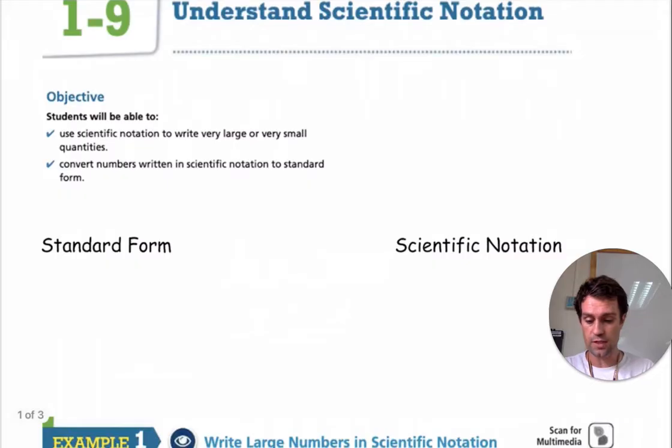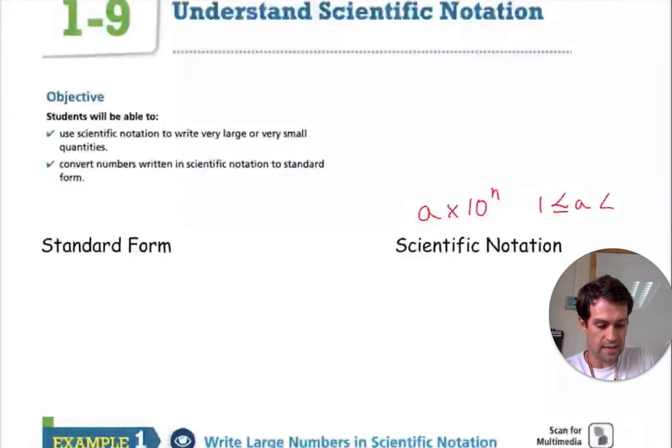Scientific notation, we wrote this in the last lesson, is written as a times 10 to the power of n, where n is an integer, okay? And a has to be bigger than 1 and less than 10. So we're going to look at some examples with this today.